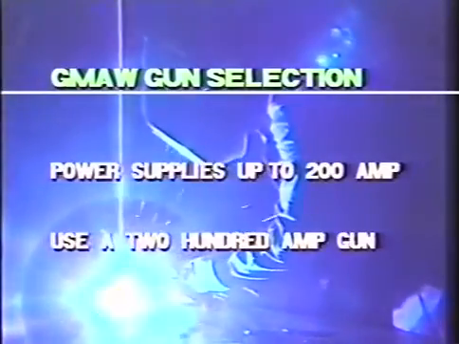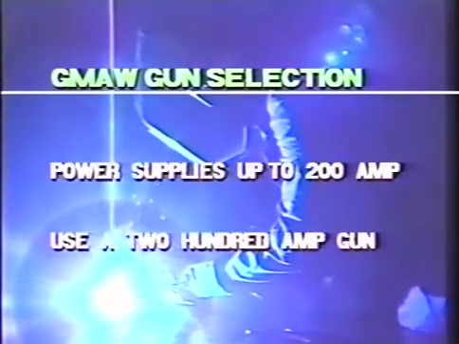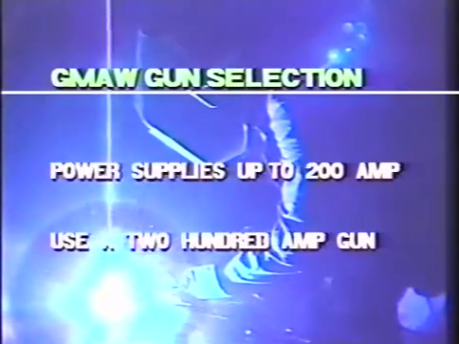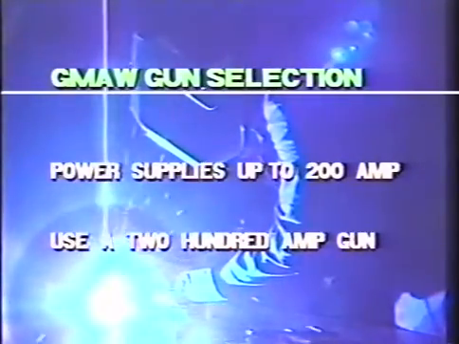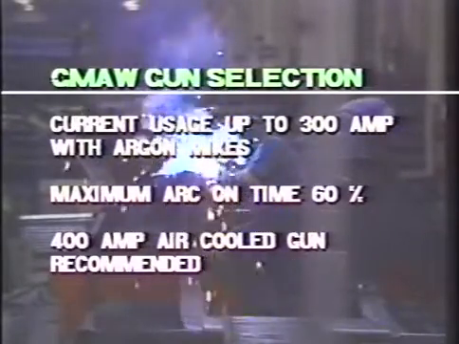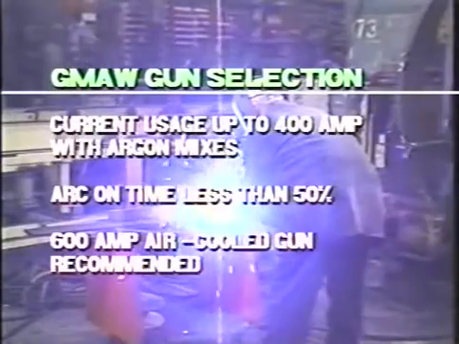MIG gun selection. With power supplies using less than 200 amps, use a 200 amp gun. With argon mixes using up to 300 amps with less than 60% arc-on time, use an air-cooled 400 amp gun. With argon mixes using up to 400 amps with low arc-on times, use a 600 amp air-cooled gun.